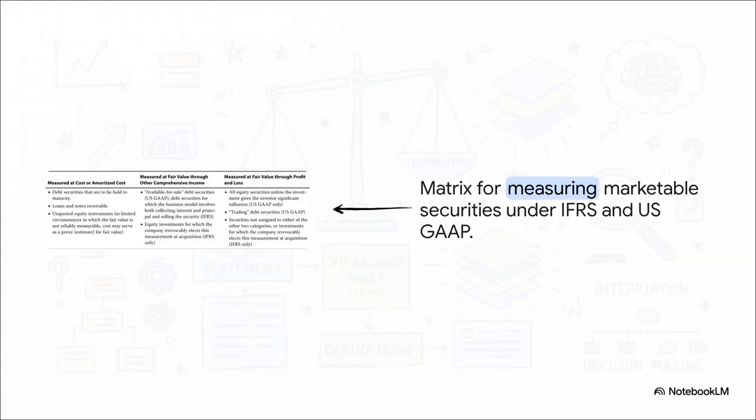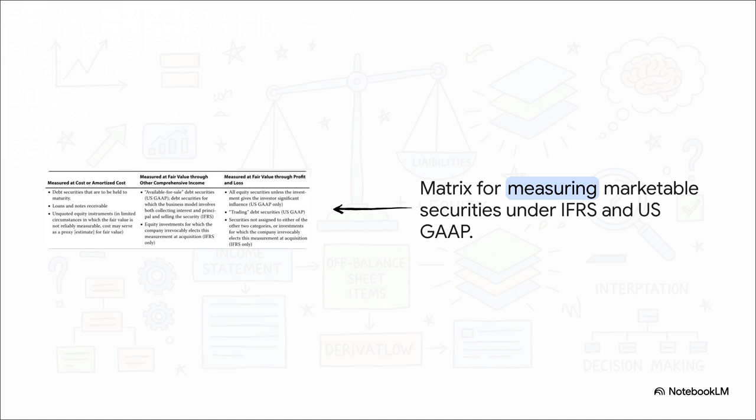This exhibit right here gives you an amazing mental grid to see exactly how both IFRS and US GAAP categorize these tricky instruments. For example, if a debt security is held purely to collect principal and interest, it's measured at amortized cost. Easy enough. But if it's classified as a trading security under US GAAP or measured at fair value through profit and loss under IFRS, any unrealized gains or losses, meaning the price fluctuated but you haven't even sold the thing yet, hit the income statement directly. That creates some serious volatility in net income.